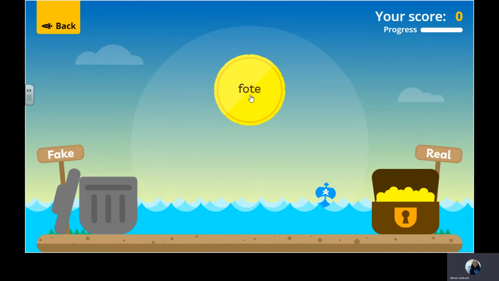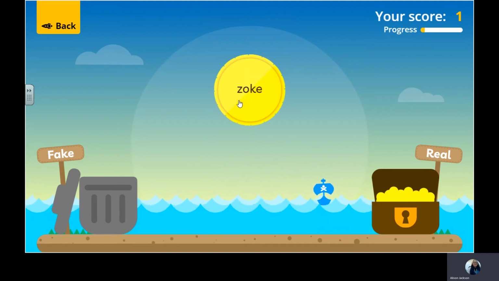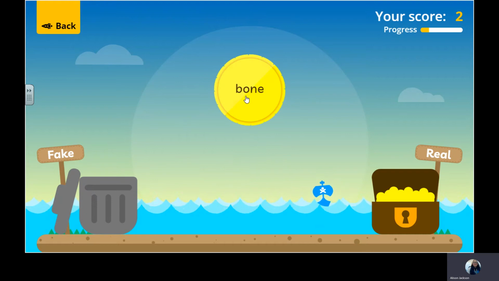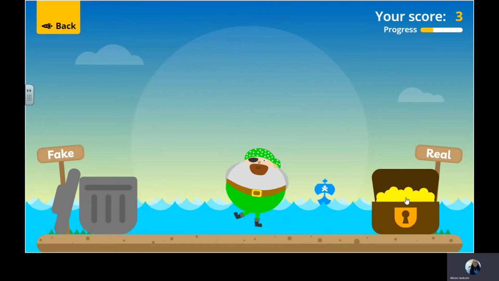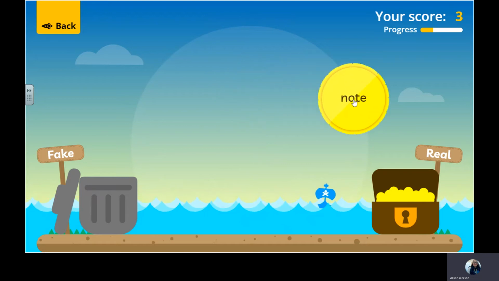Foat, real or fake? Fake. Zoak, real or fake? Fake. Bone, real or fake? We've just seen that, haven't we? A bone, it's part of your body. Note, real or fake? It's real. A note is a small bit of writing that you normally write to somebody else. Ding, ding.